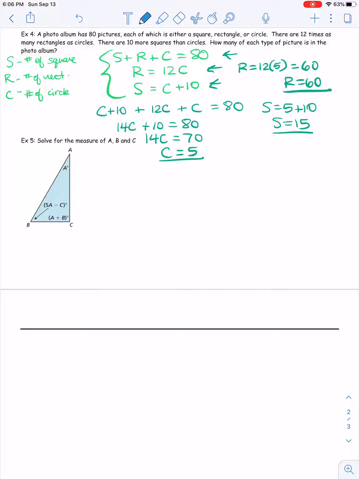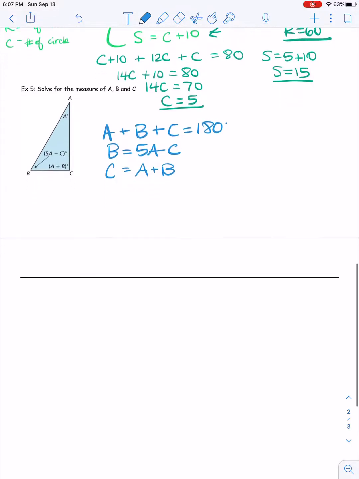So I can go ahead and put in that the measurement of A plus the measurement of B plus the measurement of C has to equal 180 degrees. Obviously A, B, and C are my variables, representing the measurement of each angle. And then this picture tells us the other 2 equations. It tells us that angle B is equal to 5A minus C, and that angle C is equal to A plus B. Okay, so then I can plug those values in using substitution, just like I did with my photo album problem.